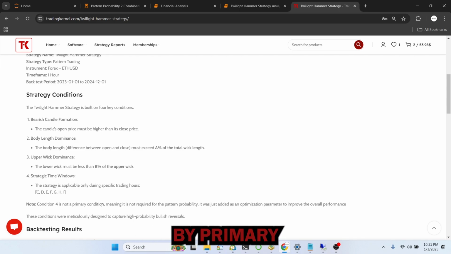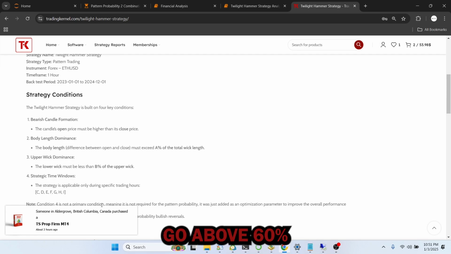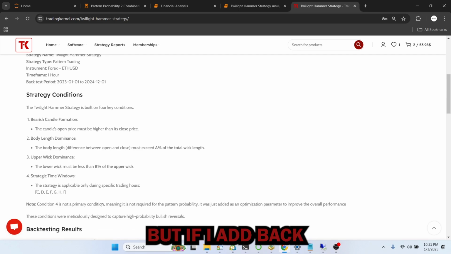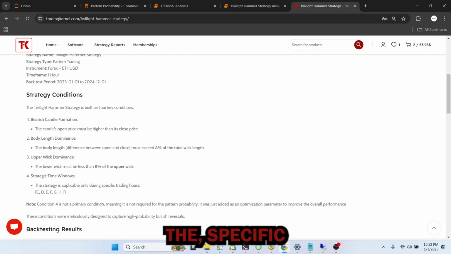So what do I mean by primary condition? A primary condition is a condition whereby if I take out that condition, automatically the probability scenario fails. Okay, it doesn't go above 60%, or it just goes back to 40%. But if I add back that condition, automatically it goes above 60%. So it is 100% necessary for that probability scenario. Now in this case, the specific trading hours is not necessary.